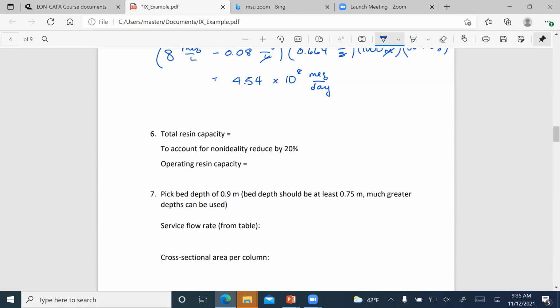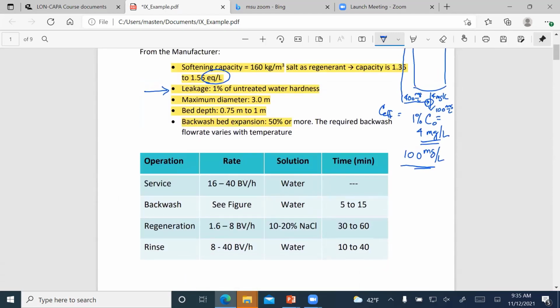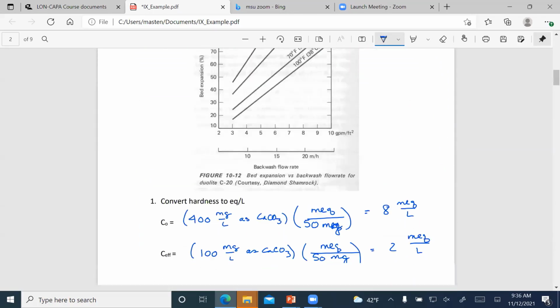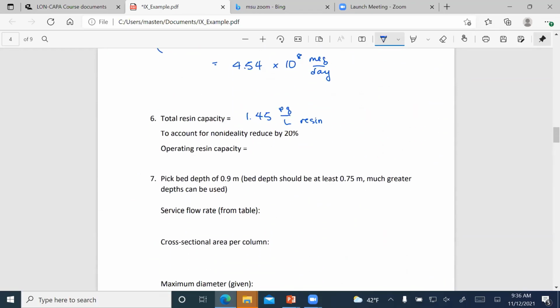The total resin capacity is 1.45. Notice this is equivalents per liter, and that's liter of resin. Okay, where did that come from? We go way back up here. You're told that when you regenerate with 160 kilograms per cubic meter concentration of salt, the capacity is between 1.35 equivalents per liter and 1.56 equivalents per liter. I used roughly the average value. So it's just the average of the range given.